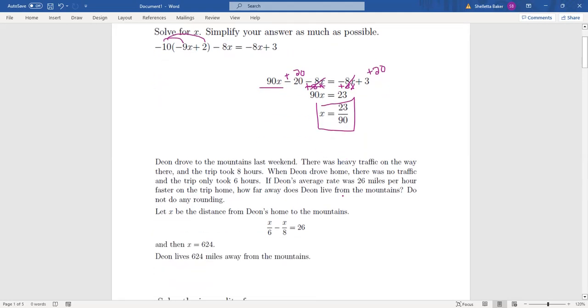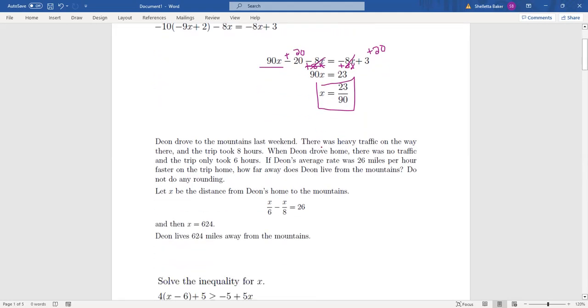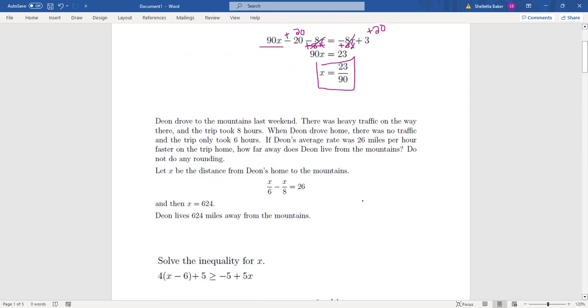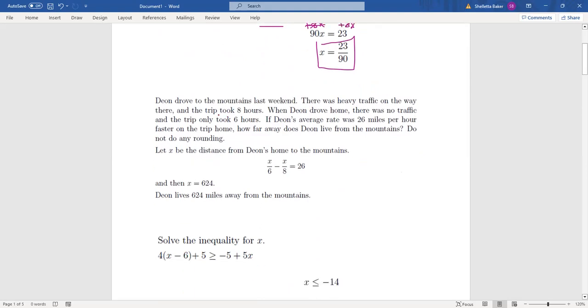Question 2, Dion drove to the mountains last weekend. There was heavy traffic on the way there, and the time that it took him on the way there was 8 hours. When he came home, there was no traffic, so he got there in 6 hours. If Dion's average rate, so the speed he was traveling, is 26 miles per hour faster on the way home, how far does Dion live? And we want to know that distance from the mountains.